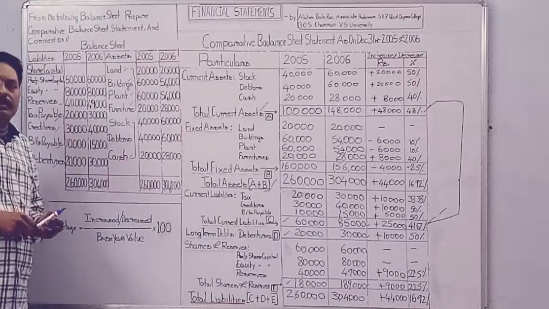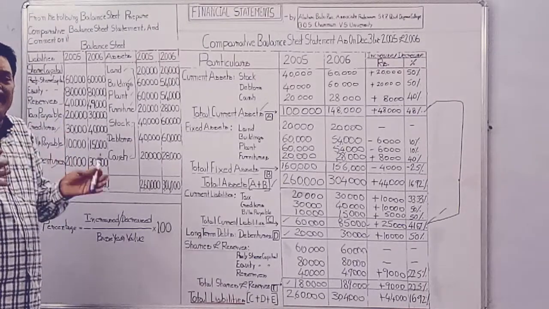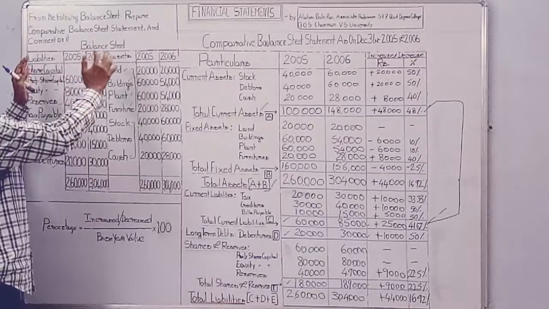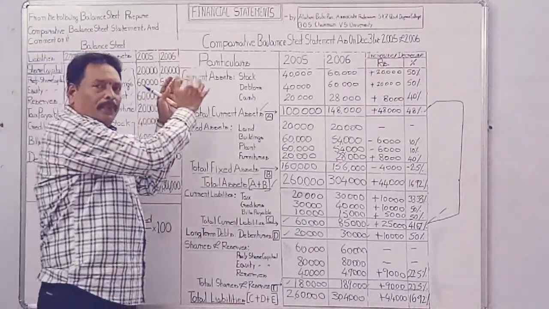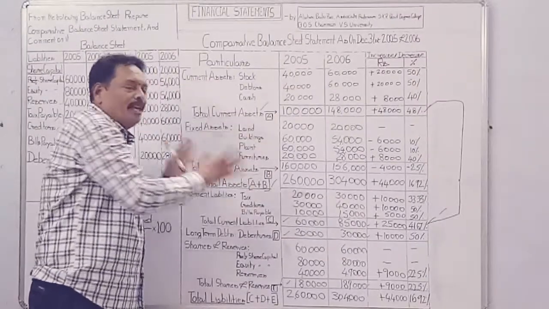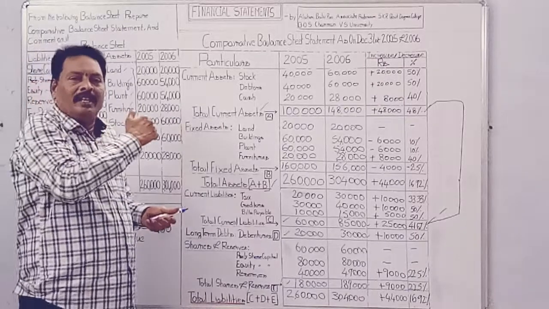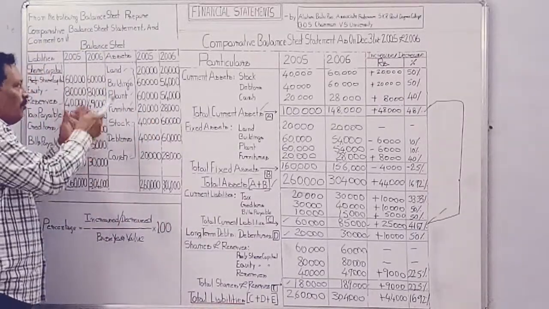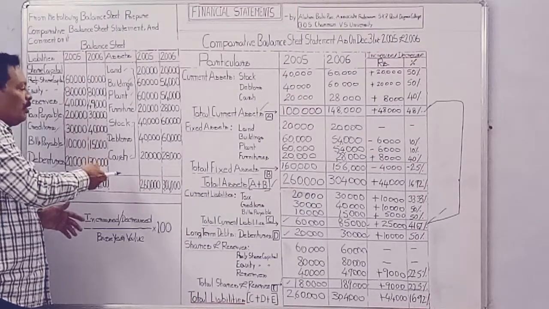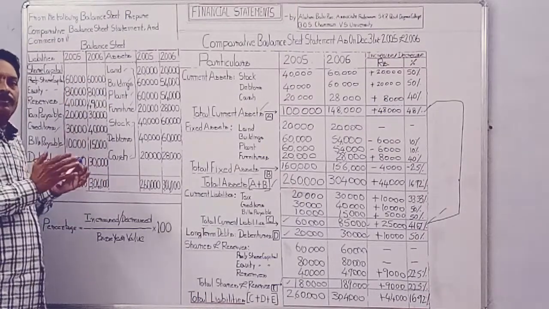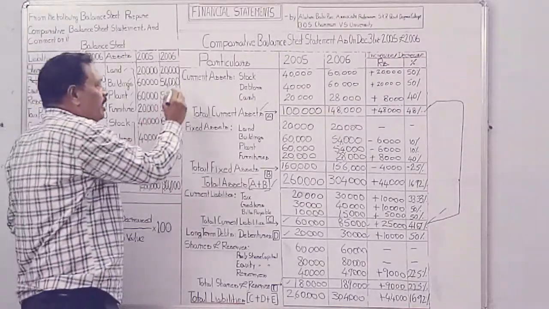How to prepare? Preparation of the comparative balance sheet is nothing but showing the entire balance sheet information in the statement heading-wise. That means, when you take the assets, these assets should be classified into 2 parts: current assets and fixed assets. First of all, write current assets.